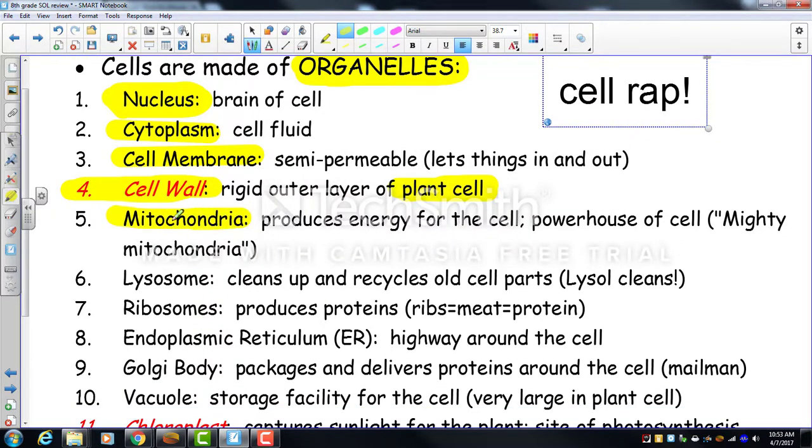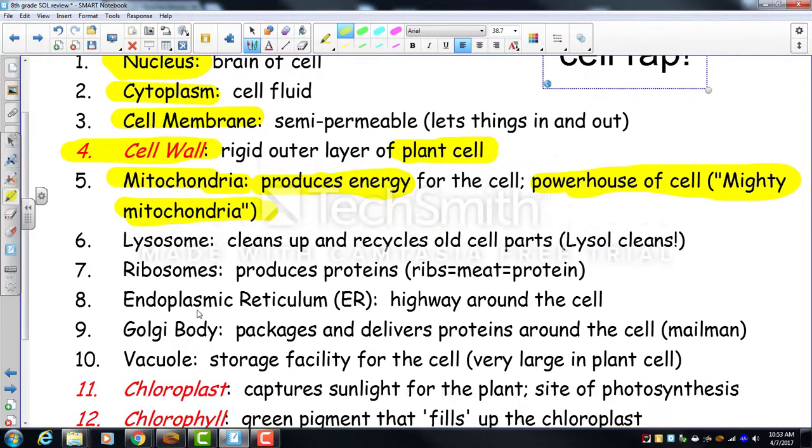The mitochondria is next, and we say it's the powerhouse of the cell, the mighty mitochondria. We call it that because there is a chemical reaction that occurs inside of it called cellular respiration, and it's that chemical reaction that produces energy for the cell. So we sometimes say the mitochondria produces energy. It's actually that reaction that does it, but it occurs inside the mitochondria. So mitochondria, energy source.